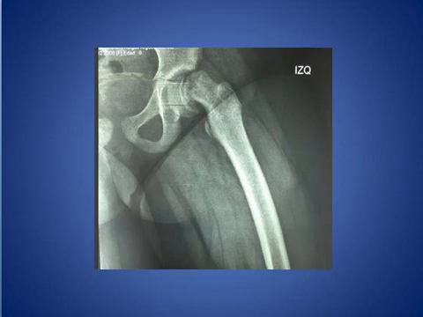Here we have X-ray of the left hip including the upper femur, and this is a female 9 years old, and we see here the left femoral epiphysis is slipped, and we call it slipped capital femoral epiphysis.